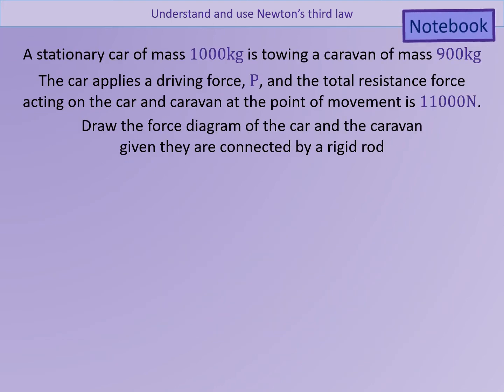We're now going to consider a situation where a stationary car with a mass of 1,000 kilograms is towing a caravan with a mass of 900 kilograms. The car is applying a driving force P from the engine, and the total resistive force acting on the car and the caravan together is 11,000 newtons. We're going to draw a force diagram showing the car and the caravan, given that they are connected by a rigid rod.